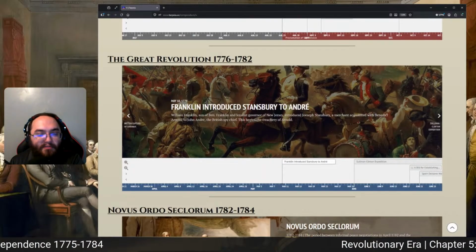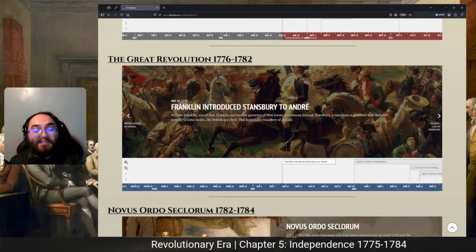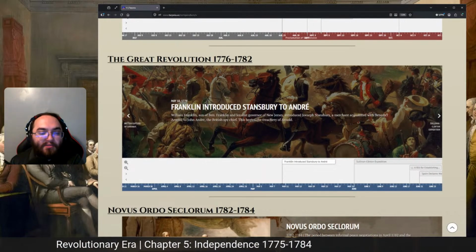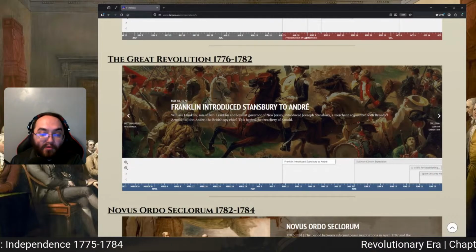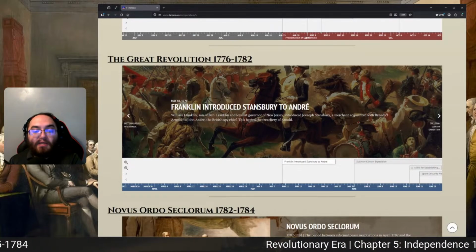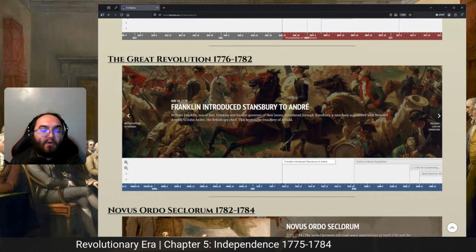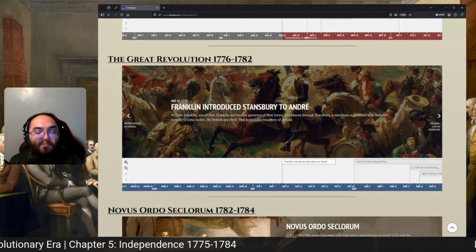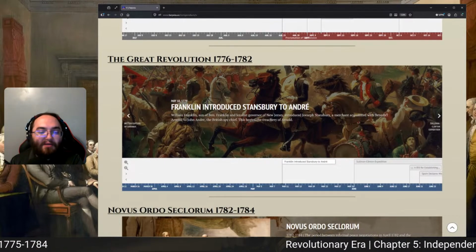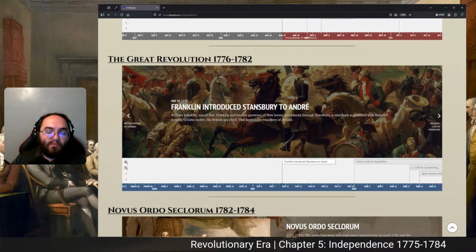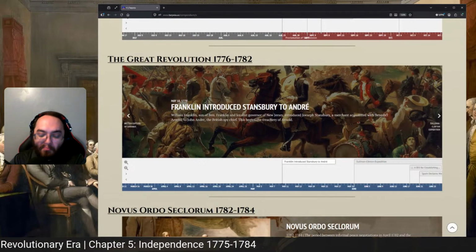Franklin is introduced to Stansbury. Franklin introduced Stansbury to Andre. So this is William Franklin, son of Benjamin Franklin, who is a loyalist and a governor of New Jersey, and he introduced Joseph Stansbury, a merchant acquainted with Benedict Arnold, to John Andre, the British spy chief. This begins the treachery of Arnold, since John Andre, who is now acquainted with Joseph Stansbury, will get into contact with Benedict Arnold.